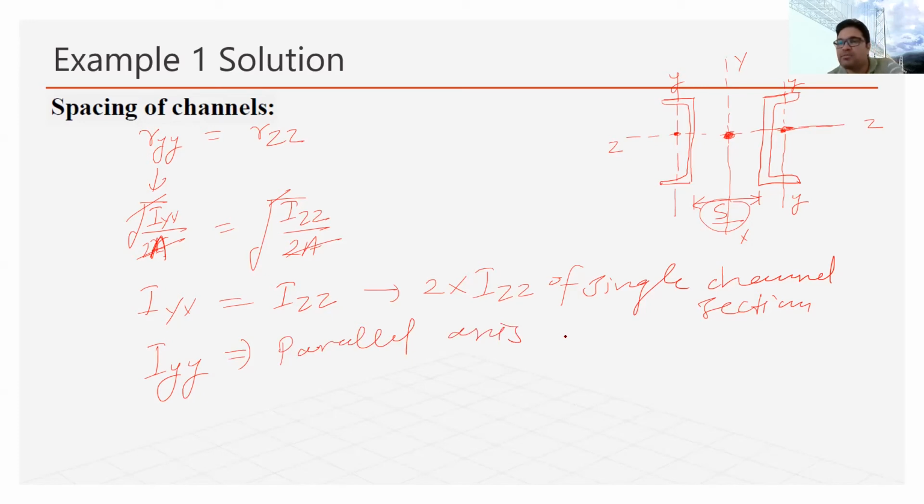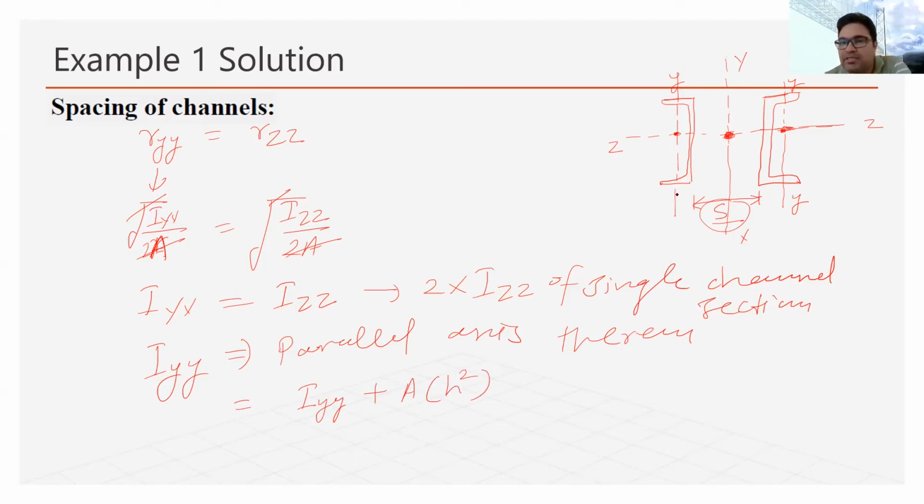I have already explained this parallel axis theorem in the previous lecture in the second example, so you can refer to that to understand it. So I will be applying the parallel axis theorem here, and it will be written as iyy plus area of cross section multiplied by h square. So what will be the h?